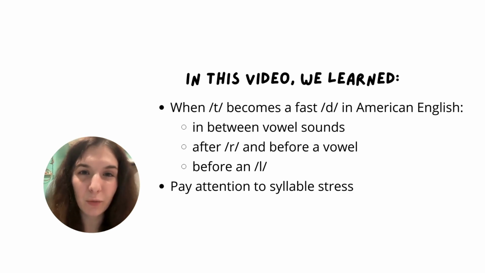Okay, so in this video, we learned when the American T sound becomes a quick D sound, and this occurs in three situations. The first one is when T is between two vowel sounds. The second one is when T is after an R and before a vowel sound. And the last one is when T is before an L sound. Of course, syllable stress also affects this, so that's something to keep in mind.